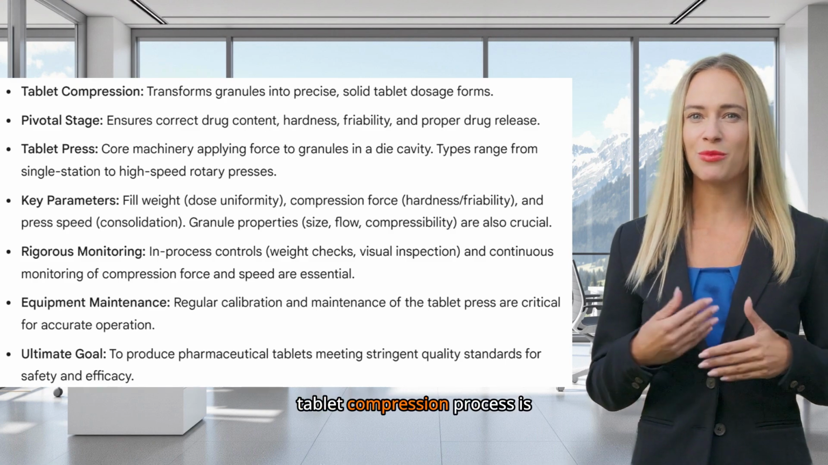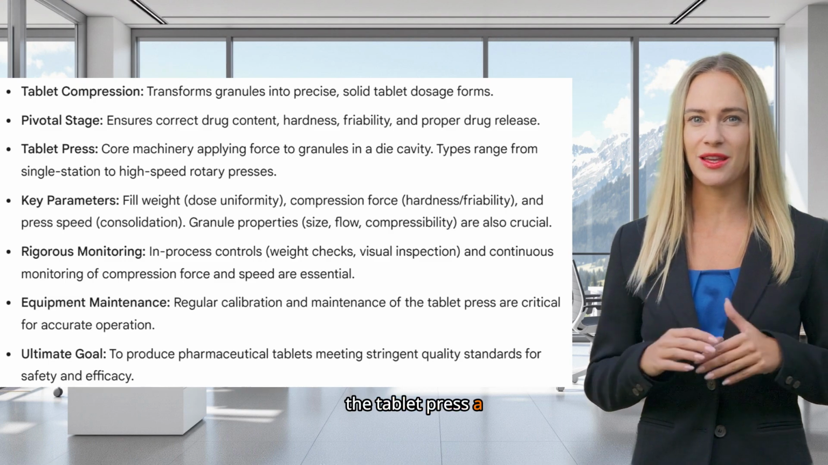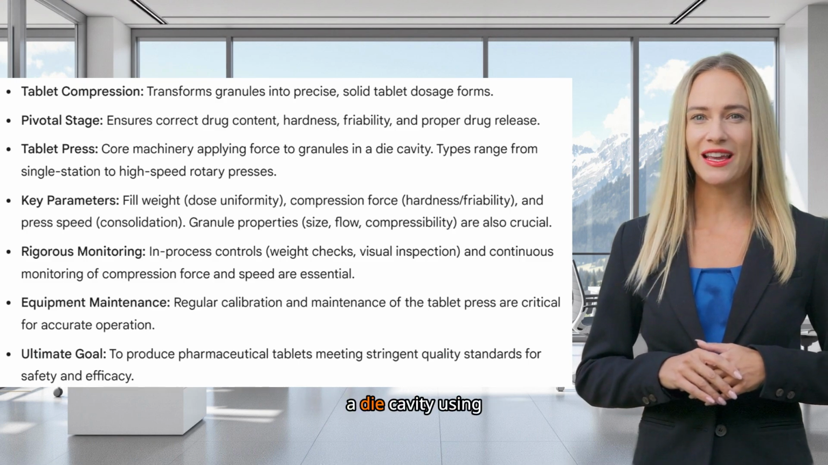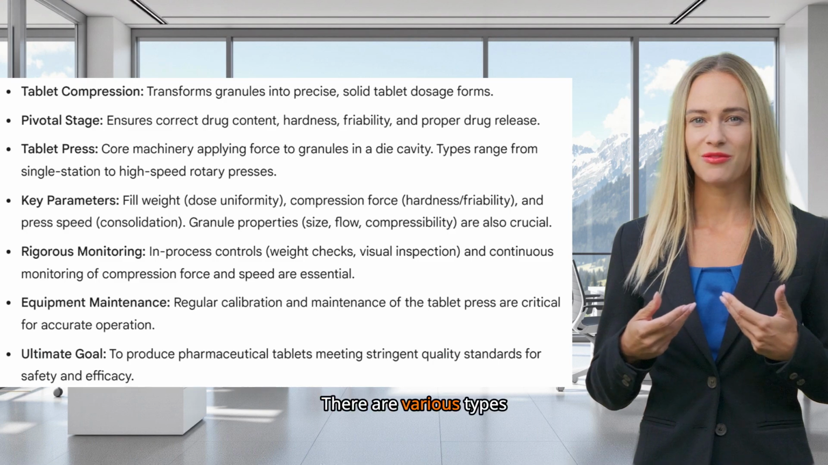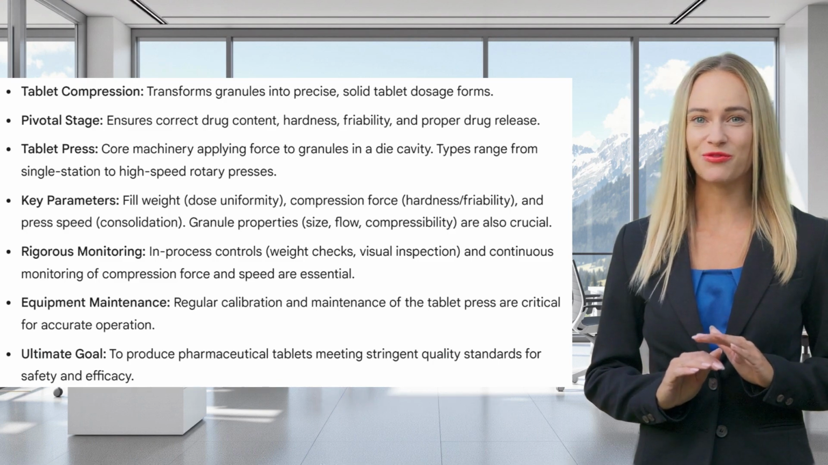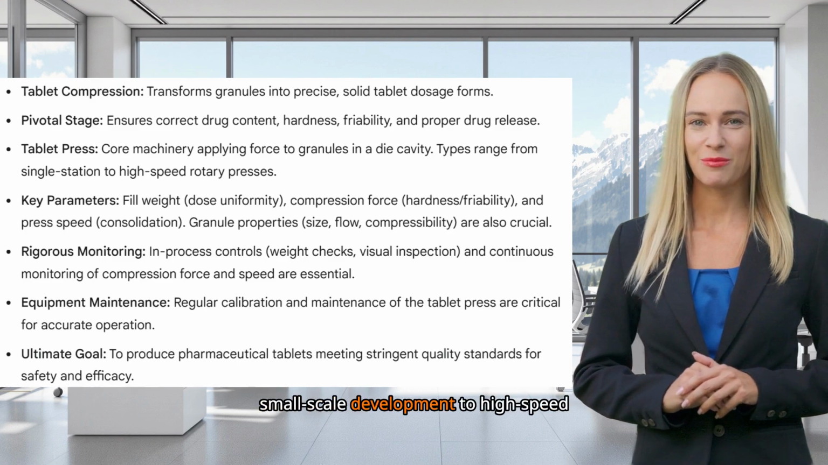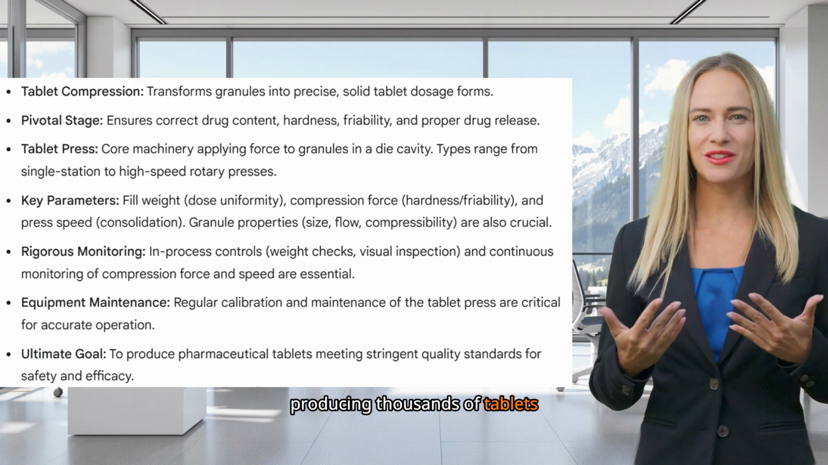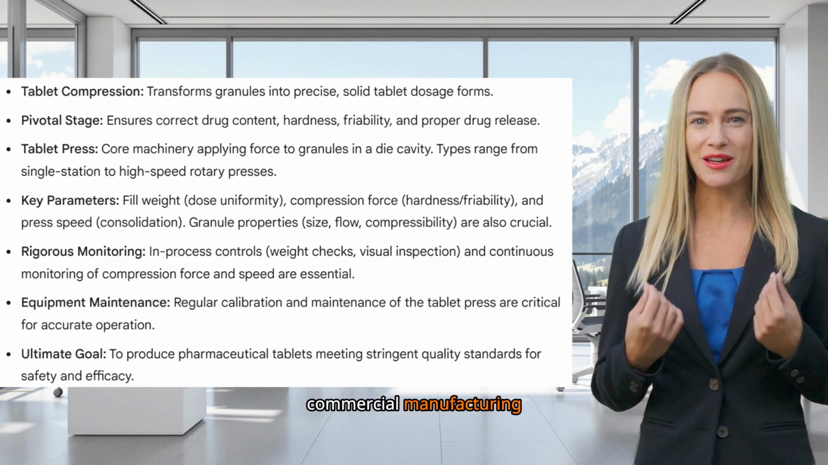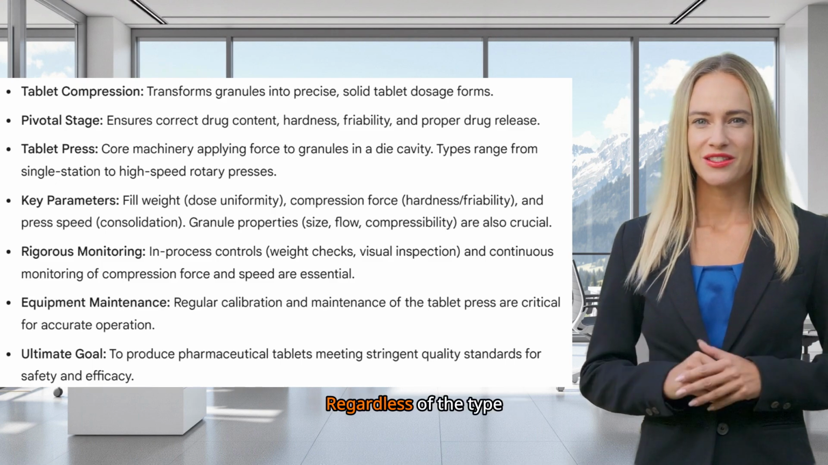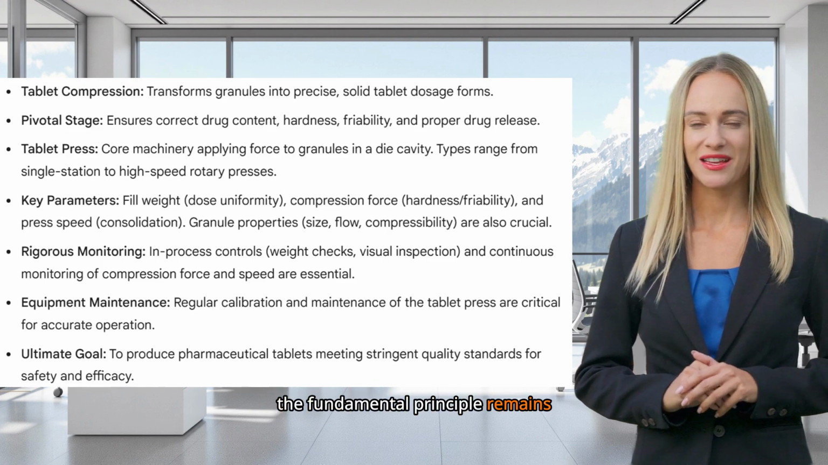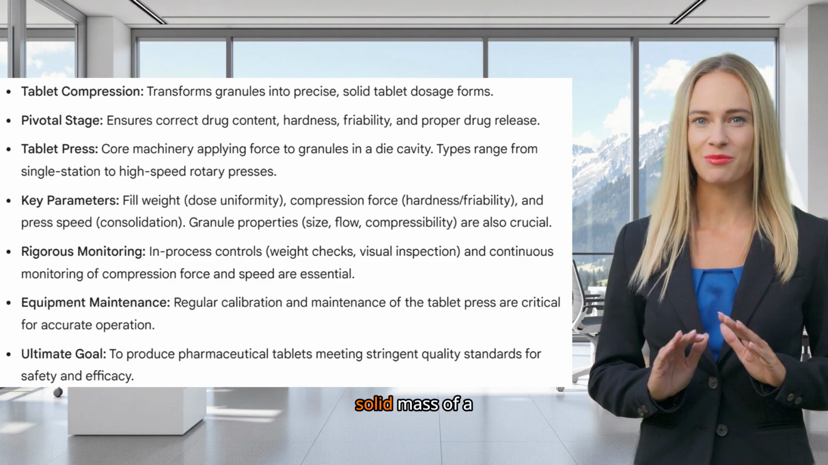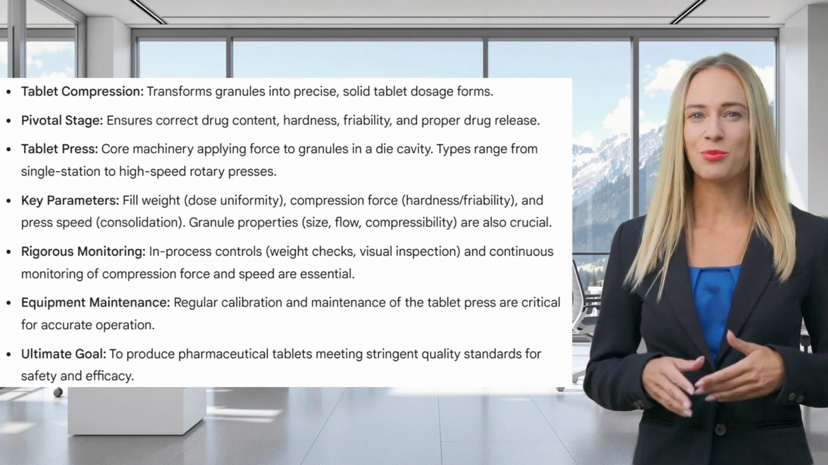The heart of the tablet compression process is the tablet press, a sophisticated piece of machinery that applies significant force to the granules within a die cavity using punches. There are various types of tablet presses, ranging from single-station presses for small-scale development to high-speed rotary presses capable of producing thousands of tablets per minute for large-scale commercial manufacturing. Regardless of the type, the fundamental principle remains the same: controlled compression of the granular material to form a cohesive solid mass of a defined size, shape, and weight.